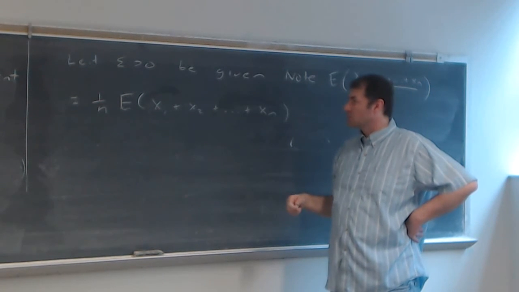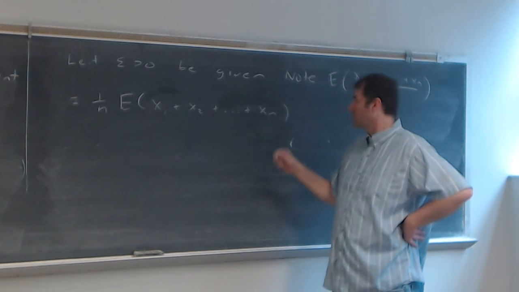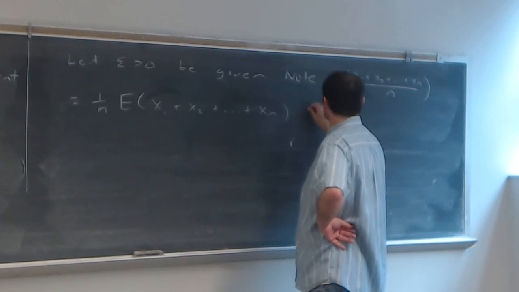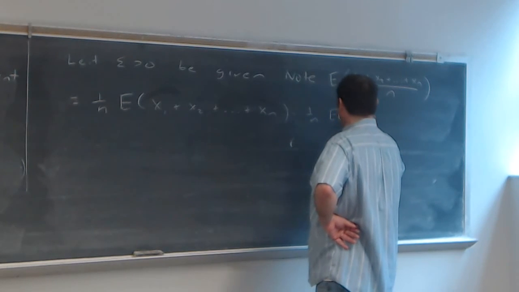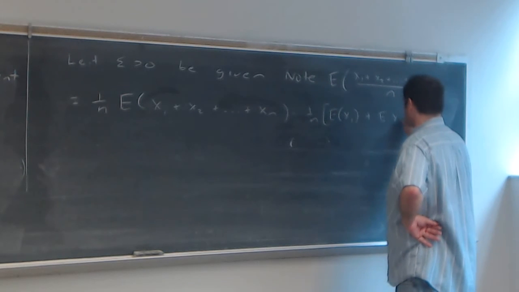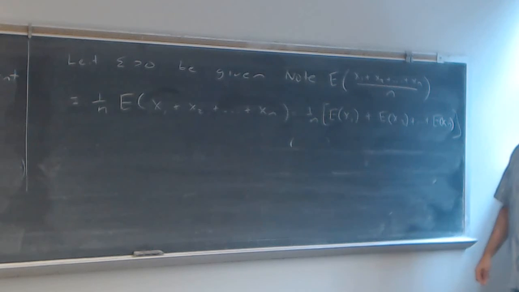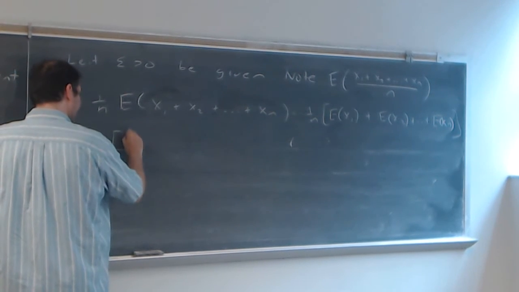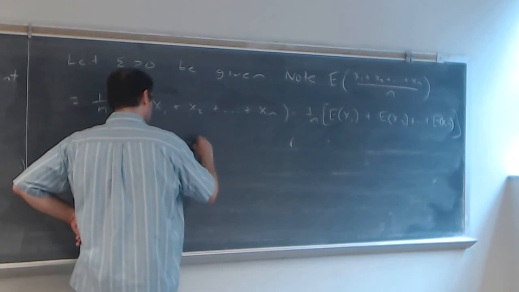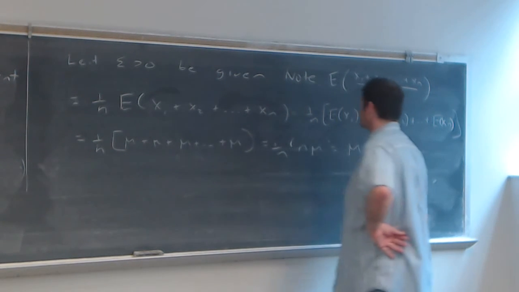Now, here it turns out, because of working with the PDFs or PMFs of these random variables, you could show that this is equal to one over n times the expected value of x sub 1 plus the expected value of x sub 2 plus the expected value of x sub n. And that's equal to 1 over n, and then for each one of these expected values, you've got mu, plus mu, plus mu, plus all the way up to mu again. How many mu's do we have? So it's 1 over n, n mu's, which is just equal to mu. That's 1.